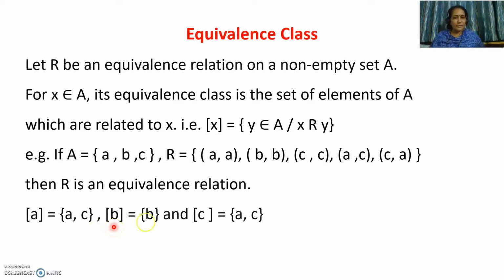The equivalence class of b consists only of b, because b is related to b. The equivalence class of c consists of a and c, because c is related to c and c is related to a, and hence we can say that the equivalence class of a is equal to the equivalence class of c.